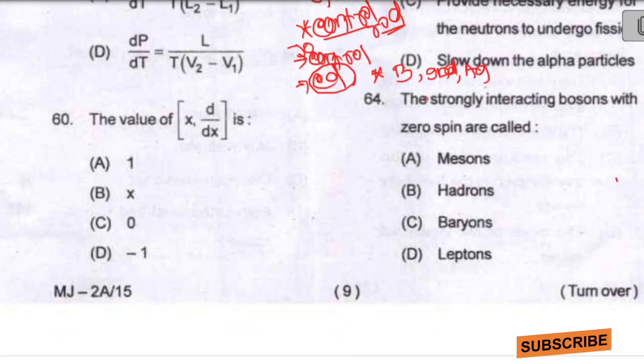Next 64, the strongly interacting bosons with zero spin. Bosons are our mesons, so you can choose A as your correct option. Leptons have spin half, baryons half or 3/2. Okay, so A is your correct option.